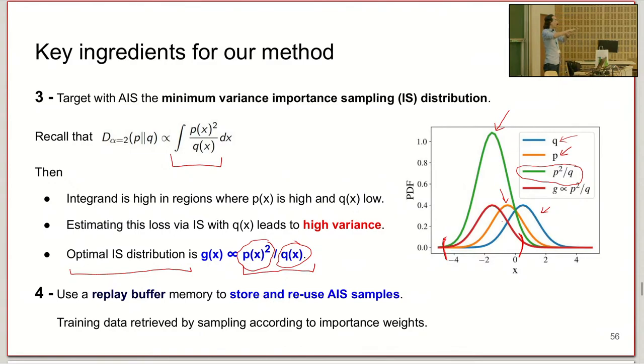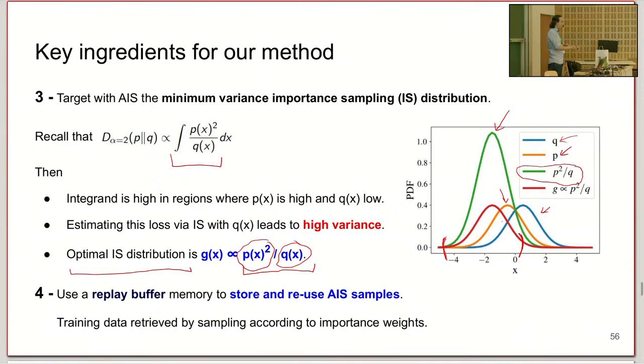Because precisely these missing modes are what hurt you in importance sampling. If you have a missing mode, q has very low density values there because you are missing the mode, and p has high values, so your importance sampling weight for any sample in that missing mode is going to be huge. So that's what you want to avoid. And when you generate samples in this way, you are exploring to get rid of those missing modes.